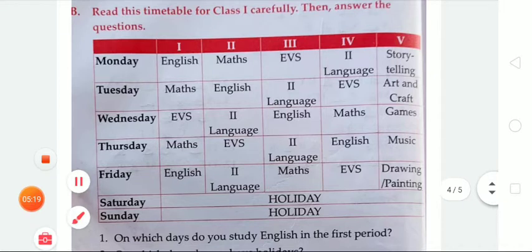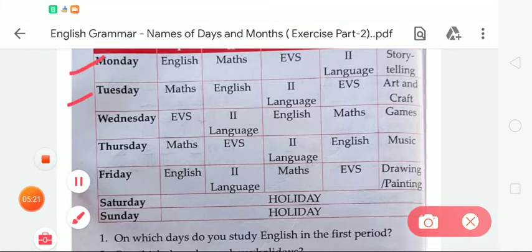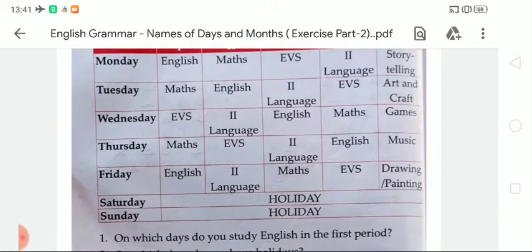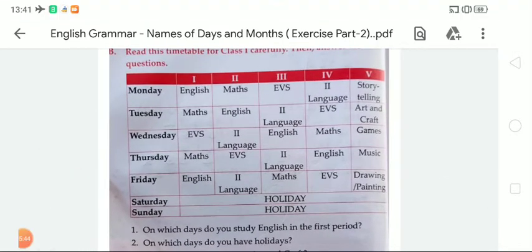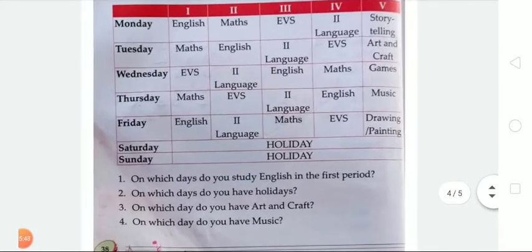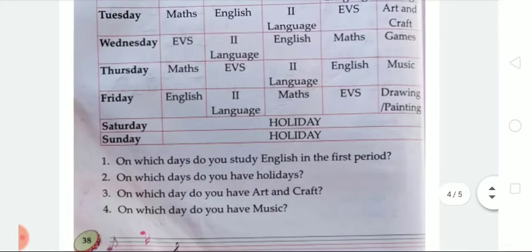You can see there are the days' names: Monday, Tuesday, Wednesday, Thursday, Friday, Saturday and Sunday, and these are the subjects, that is English, Math, EVS, language, storytelling, EVS, art and craft. So these are the periods. According to the period, it shows which subject the student has in their class. So student, let's have a look at the given timetable, and after that you have to write down the answers to the questions given below the timetable.